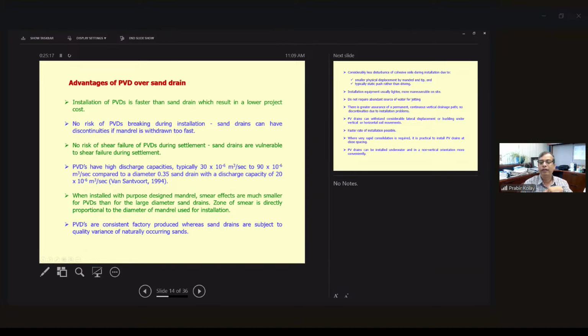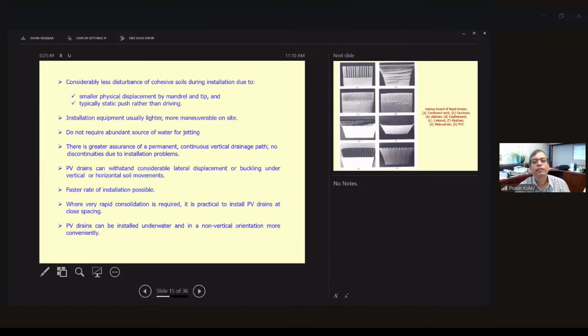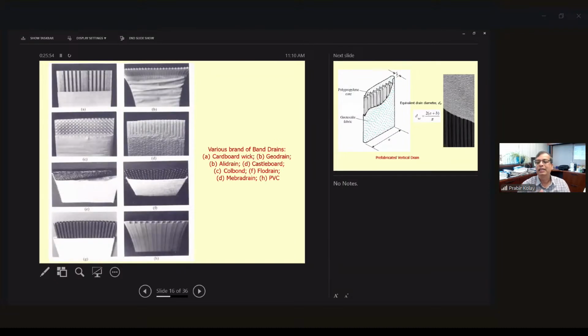When installed with a PVD, the mandrel and smear effect are much smaller. The sand drain is a mixture of sand and clay, correct? So the smear zone is much larger compared to here, because here you just push the drain into the soft soil. PVDs are consistent factory products, whereas the sand drain is subject to the quality variance of naturally occurring sand. As I mentioned, these are advantages and disadvantages, and I'm not going into details here. This is how it looks.